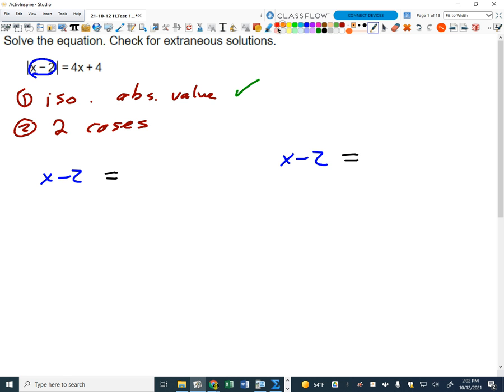Okay, if what's outside is 4x plus 4, what are my two options? There you go. Follows our traditional rules, right? We're going to set up two cases where whatever's inside the absolute value is equal to the positive of what's outside, or it's equal to the negative of what's outside, the opposite of what's outside. And then step 3 is solve. I just solve and get solutions.